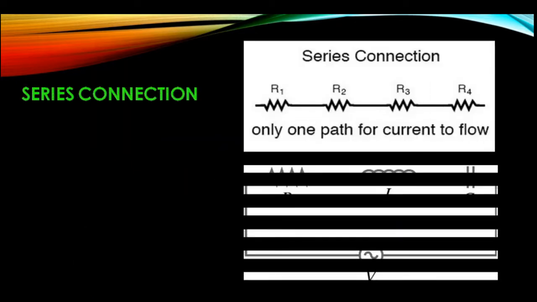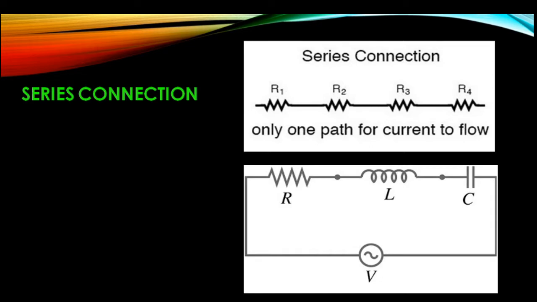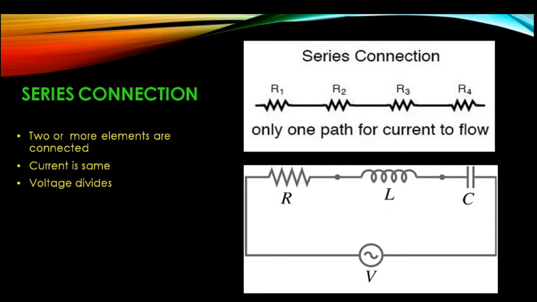When two or more elements are connected in such a way that the current through them is the same, then the connection is called a series connection. The current across R, L and C is going to be the same for this circuit, and the current across all the four resistors is going to be the same. That is what a series connection is. But the voltage across resistance, inductance and capacitance will not be the same.